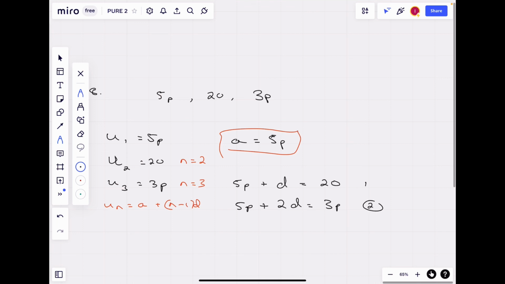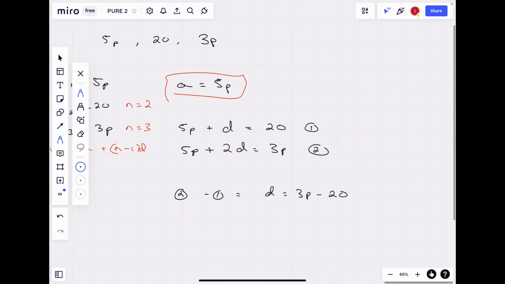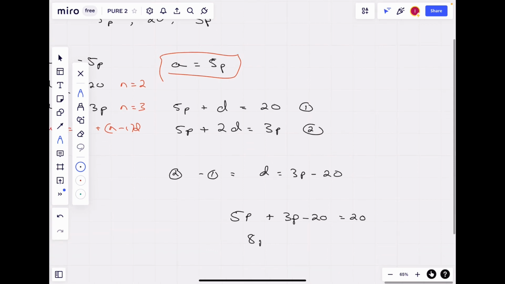Now we've got a simultaneous equation. We do 2 minus 1, which gives us d equals 3p minus 20. And then we can substitute that into one of our equations. 5p plus 3p minus 20 equals 20. So 8p equals 40. So p equals 5.